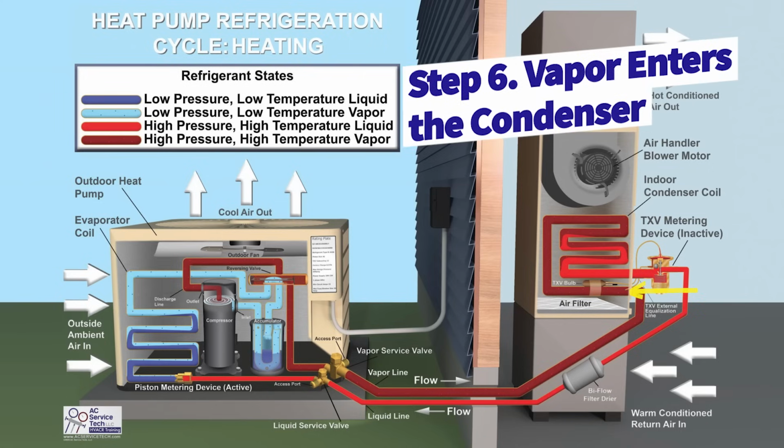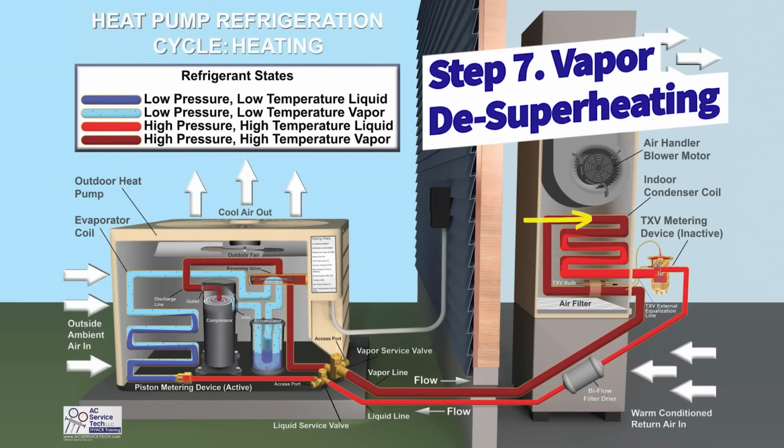But anyway, you have your hot discharge gas flowing through this indoor coil. As it's flowing through, you are de-superheating. Remember, that means that the vapor refrigerant is lowering in temperature as the air is crossing across that coil.